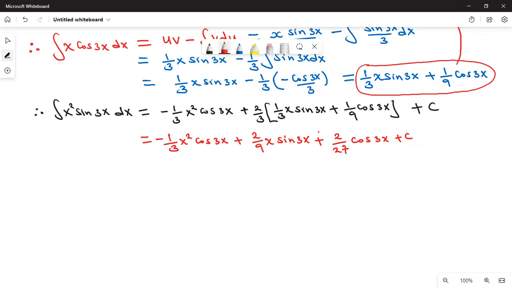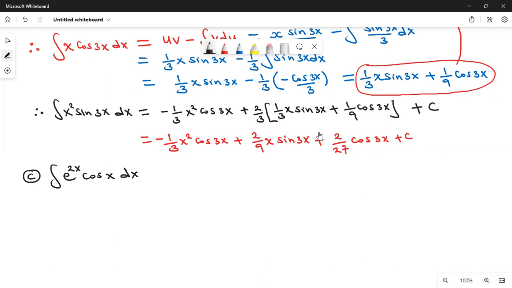Let me give you another one as another concept to illustrate. Let's call it part C. Another problem is part C. You want to integrate exponential 2x times cosine of x dx. Exponential 2x times cosine of x dx.